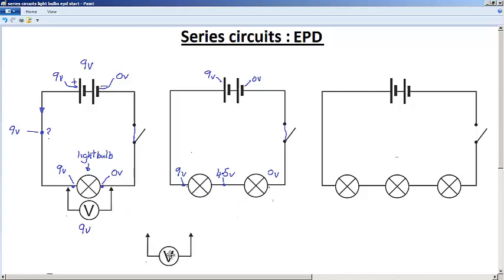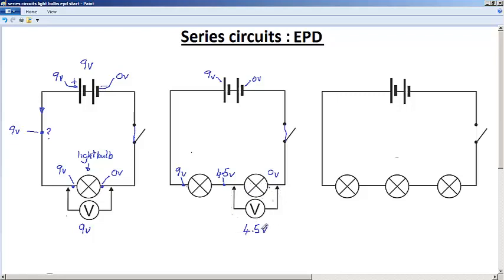If I take my voltmeter now and measure the electrical potential difference across this light bulb, the difference will be 9 volts minus 4.5 volts, which will give me 4.5 volts. So the reading on the voltmeter will be 4.5 volts, and likewise if I put it here, then the reading on the voltmeter will be 4.5 minus 0 volts, which will be 4.5 volts.